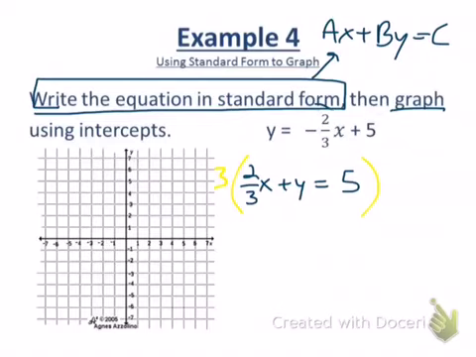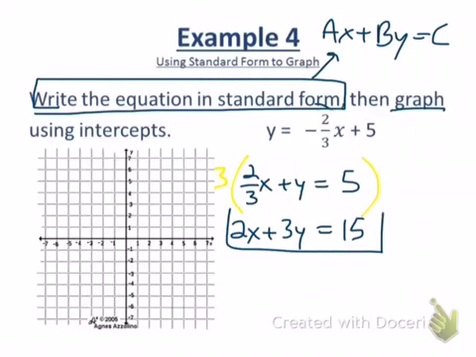Whoops, sorry guys. All right, so when you distribute the 3, we get 2x plus 3y equals 15. This is standard form, okay? A is positive. 2, 3, and 15 are relatively prime to each other. Okay, yeah, 3 and 15 have a common factor, but 2 doesn't have a common factor with them. So all 3 are relatively prime.